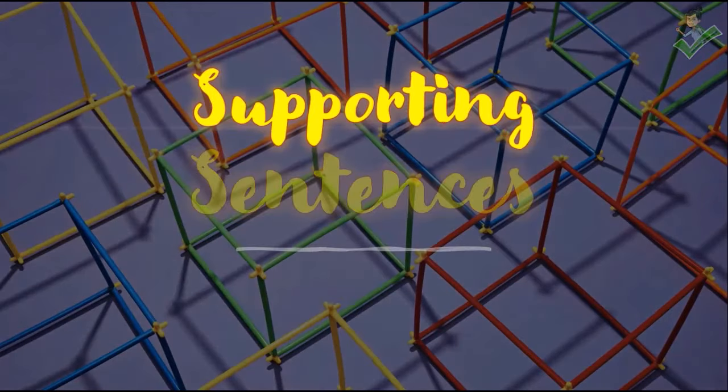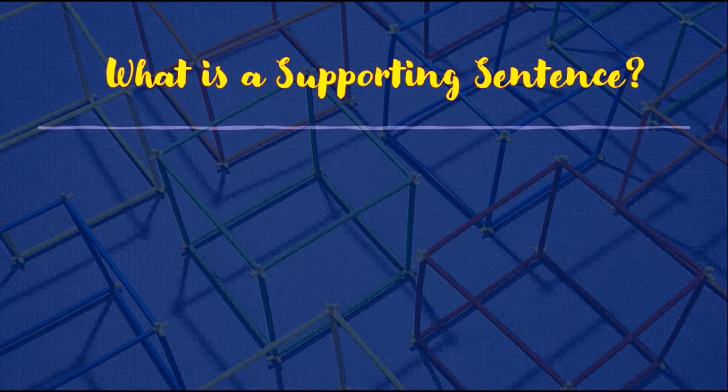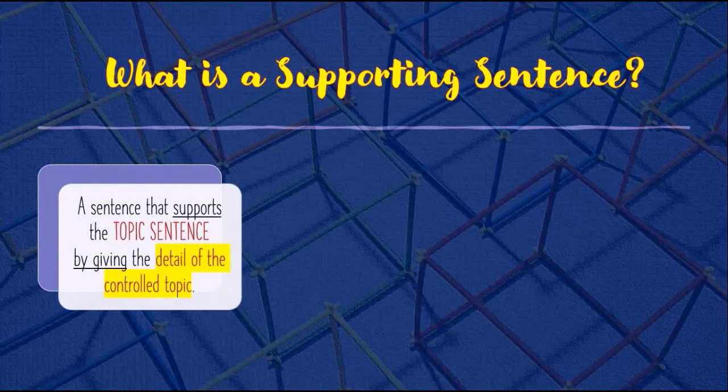First thing, we have to discuss what a supporting sentence is. As the name indicates, a supporting sentence is a sentence that supports the topic sentence. There are three criteria that I'm going to discuss further in this video. The first one is that, of course, just like its definition, it supports the topic sentence. How? By giving the details of the controlled topic.